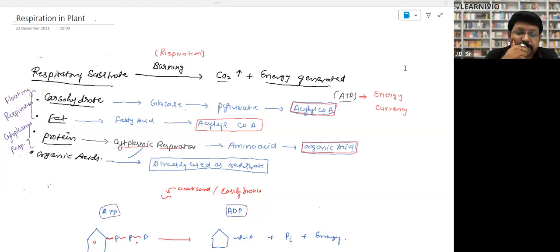Or what is the respiratory substrate? Any idea? Martin, what are the respiratory substrate? Yes, sir. Sugar. Okay, fine. That is also a respiratory substrate.